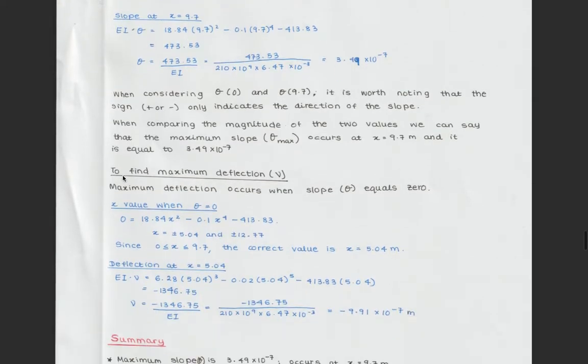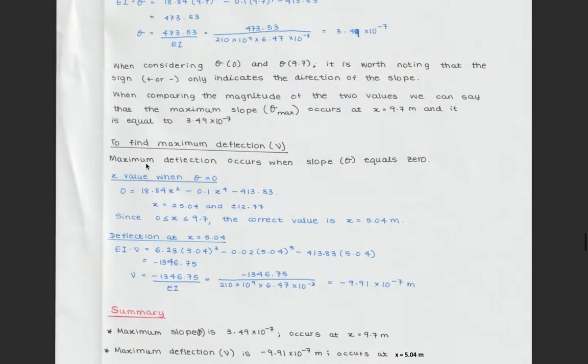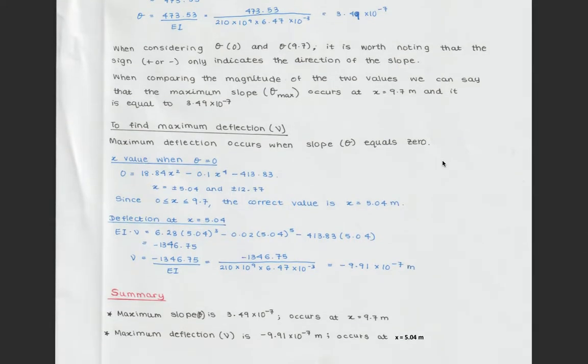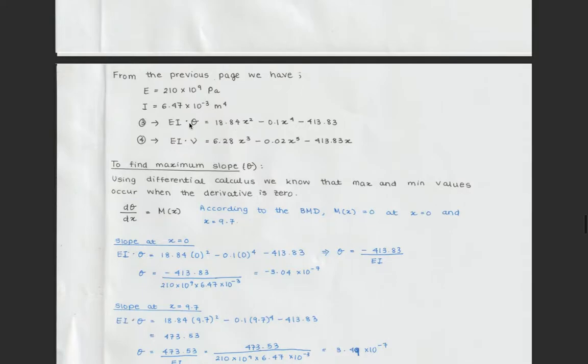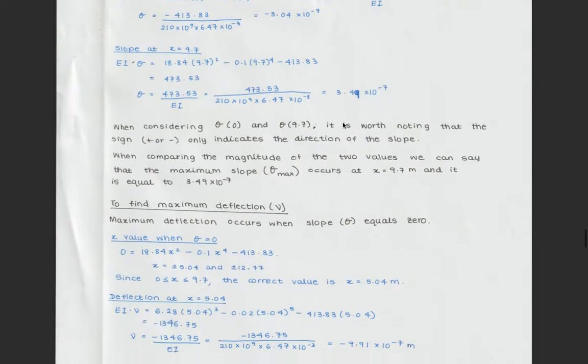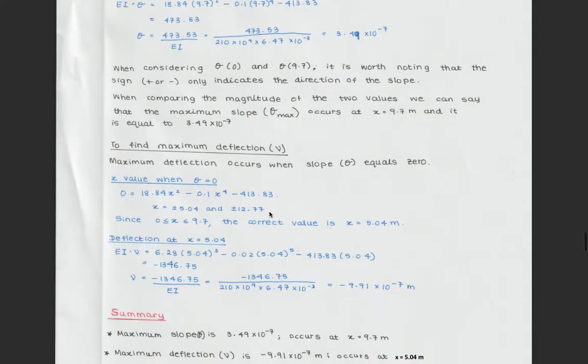So then we find the maximum deflection. The maximum deflection occurs when the slope equals 0. This is again because of differential calculus. When the derivative equals 0, we've either got a maximum or a minimum of the original function. So now to find when the slope equals 0, we've substituted 0. We've used the function that we got earlier right here. So we've equated it to 0, and using that we've got those values for x.